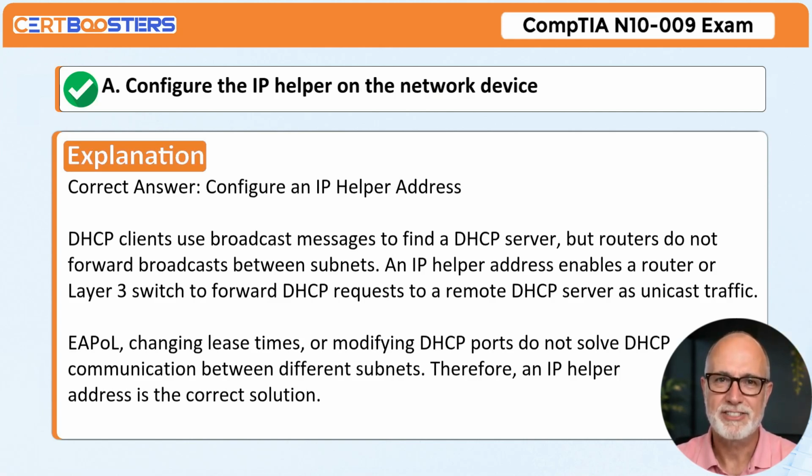Explanation: configure an IP helper address for DHCP. Clients use broadcast messages to find a DHCP server, but routers do not forward broadcasts between subnets. An IP helper address enables a router or layer 3 switch to forward DHCP requests to a remote DHCP server as unicast traffic. EAPOL, changing lease times, or modifying DHCP ports do not solve DHCP communication between different subnets. Therefore, an IP helper address is the correct solution.